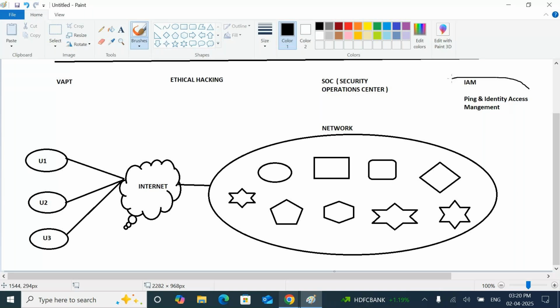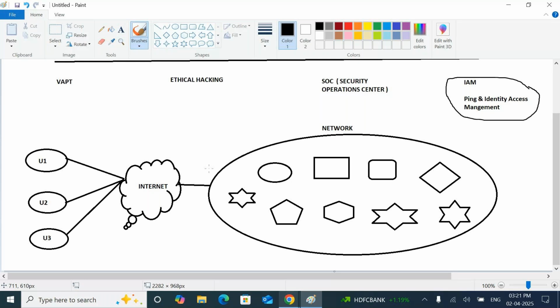IAM people. User privileges and user access operations can be maintained and done by the IAM module. And after that, all these users are trying to access this network. So once you create a network, like a corporate network, any security breaches or any security vulnerabilities are there. Vulnerabilities are nothing but gaps.